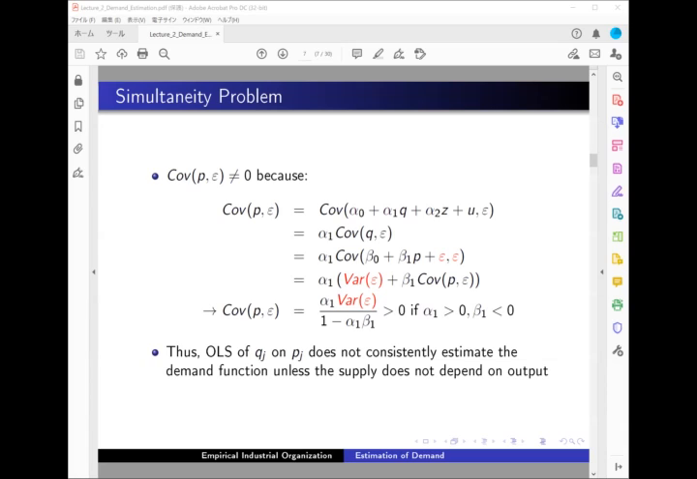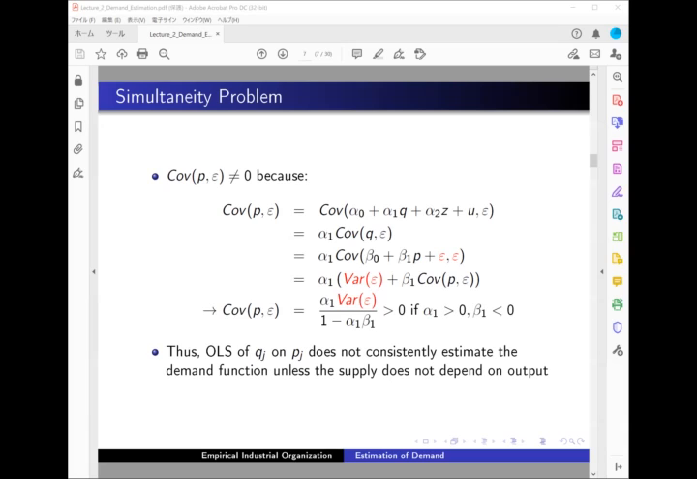Now, let us again substitute the quantity with the demand function. Then we see that we can decompose the covariance between the quantity and unobserved demand epsilon into two covariances. One, the covariance between price and epsilon, and two, the covariance between epsilon and epsilon. Note here that the covariance between epsilon and epsilon is simply the variance of epsilon, which is always positive.